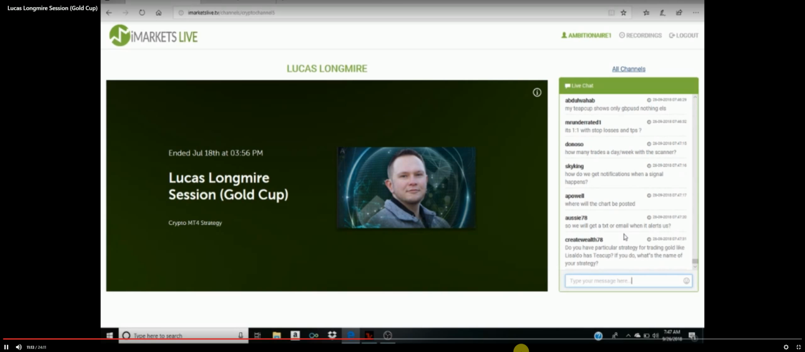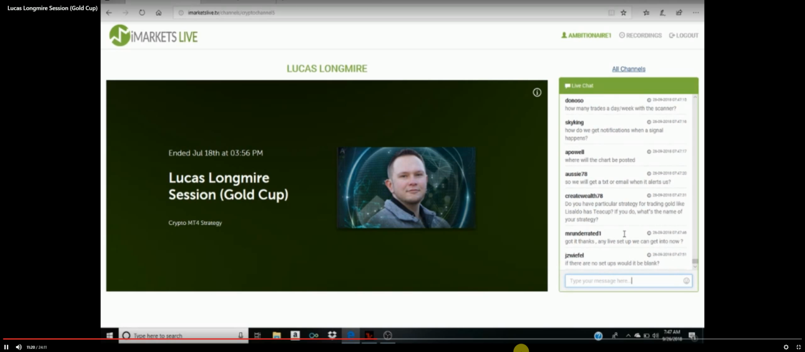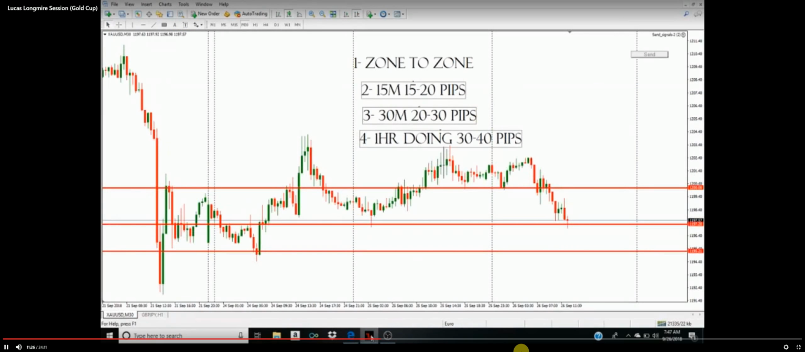Create wealth. Yes. We'll be going over that in the next coming days and weeks. I'm looking for a setup right now. I don't see anything yet. So usually the setup, everyone have this down. Please write this down or take a screenshot.